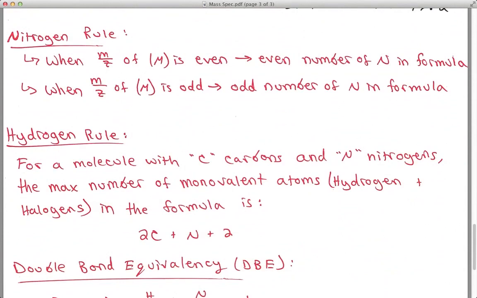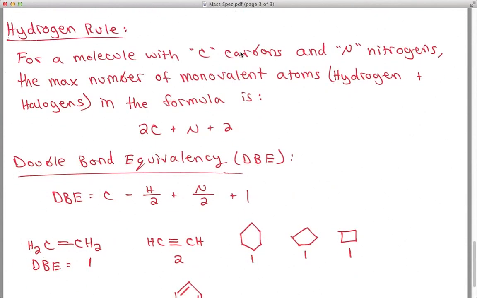Two quick rules before I run out of time. The nitrogen rule tells us about how many nitrogens are in the molecule. If the m/z of M is even, there's an even number of nitrogens in the substance we've been analyzing. There's an even number of nitrogens in the formula. The opposite is true: if the m/z of M is odd, there's an odd number of nitrogens in the formula, so we'd have 1, 3, 5 nitrogens. If we have an m/z that's even, we'd have an even number of nitrogens, which could include 0. That's a careful thing to remember.